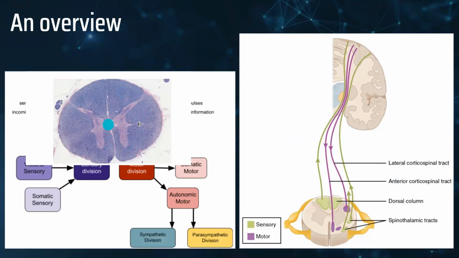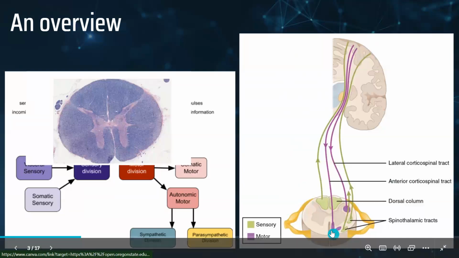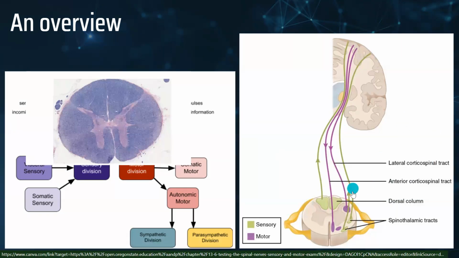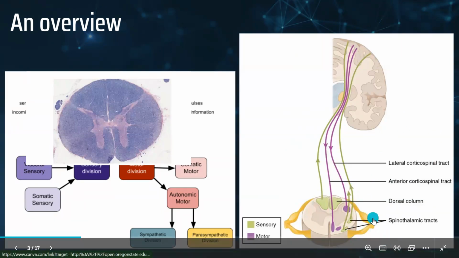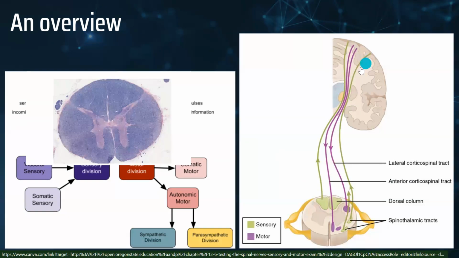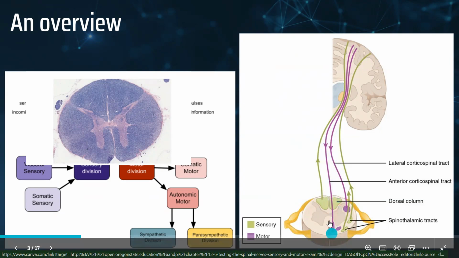So this shows a cross section of a spinal cord here. And this is what I was talking about in terms of ascending and descending tracts. You see our green lines here are going to be carrying afferent or sensory information because they're traveling up to the brain, whereas our purple tracts are carrying descending information.